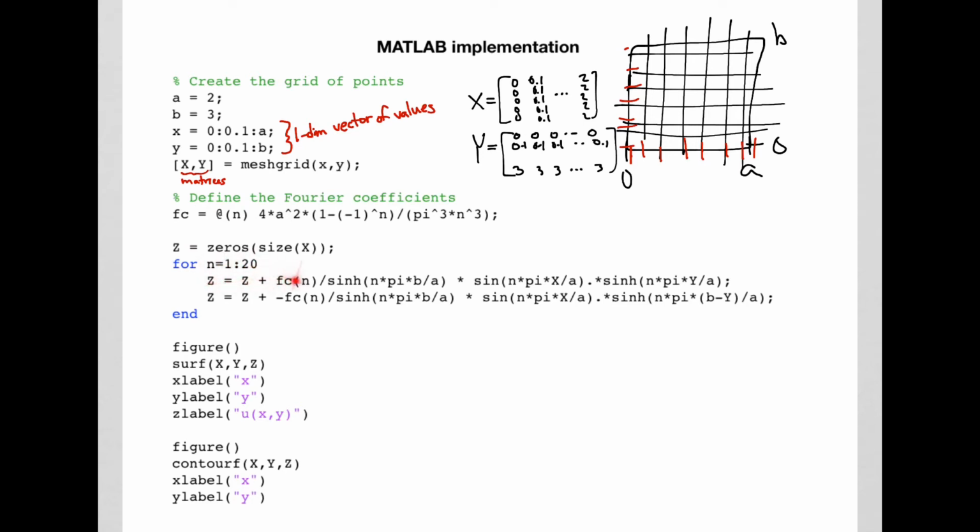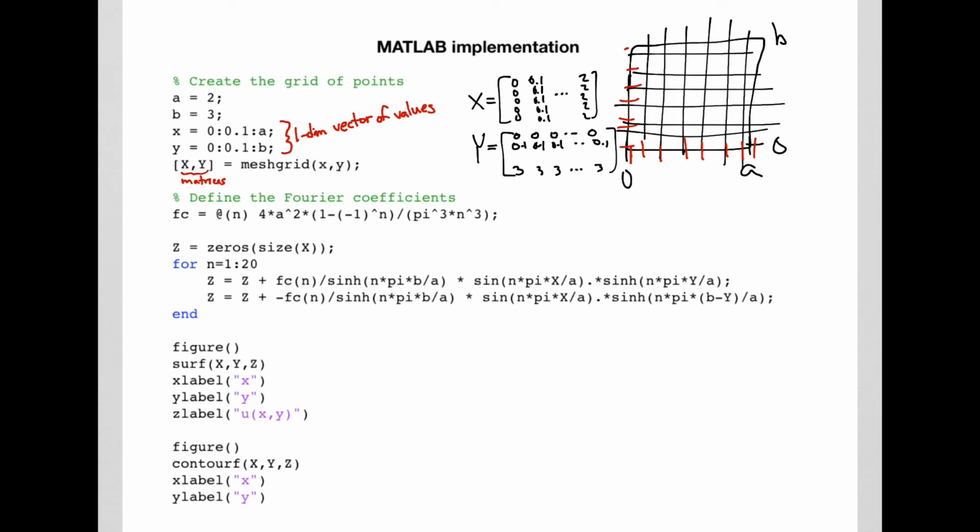The first calculation in the loop is the term that has the sinh of n pi y over a, and in the second row we're going to add in the sinh of n pi (b minus y) over a. So we take our value we've calculated so far, and then here notice what we have. We've got our Fourier coefficient divided by sinh of n pi b over a, times the sine, times the sinh of y.